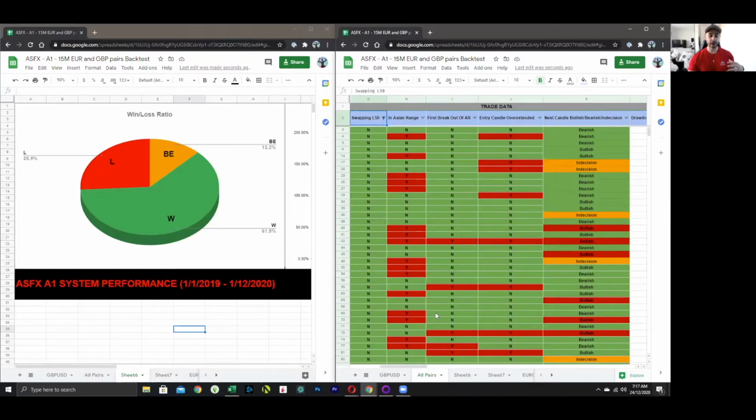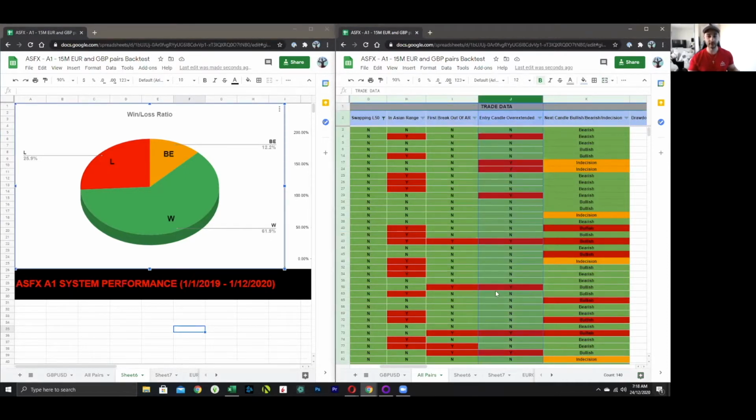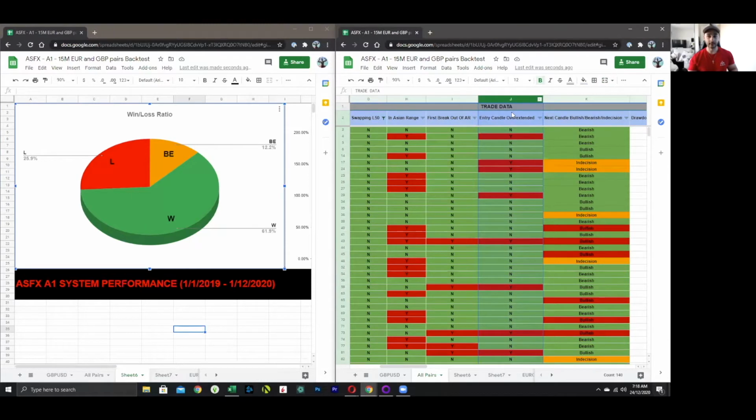So I think a lot that's happened in 2020, and a lot of the ASFX members have kind of questioned this, is an overextended candle. For sure. We know from watching how the market reacts to overextended candles, they come back down. So you can see on the left, we have a 61.9% win rate now, trading perfect L50 and trading full trending market. But also a 26% loss rate too. Exactly. So pay attention to that as well.